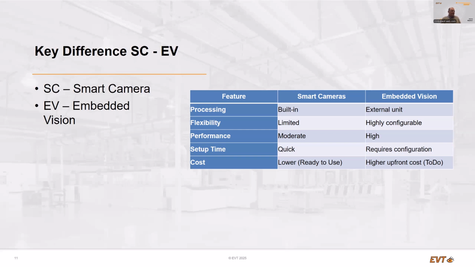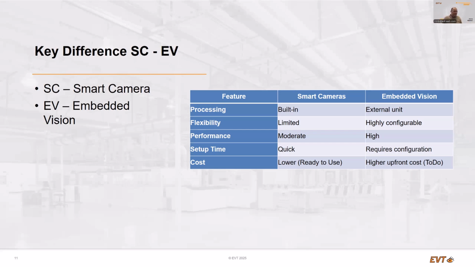Of course, the flexibility of smart cameras is limited, although for many applications it's really nice. You have the built-in lens and light, which makes it really compact and robust and easy to install. Of course, if the integrated lens and light is not fitting, then you cannot use it.